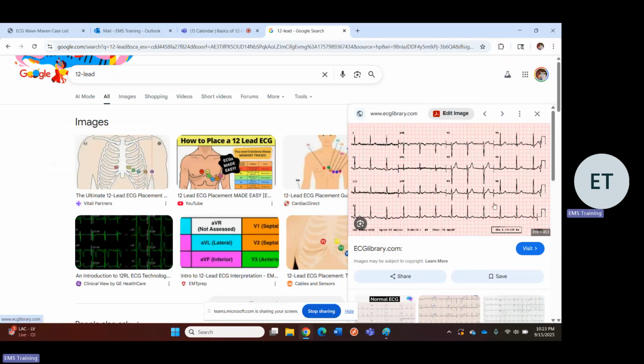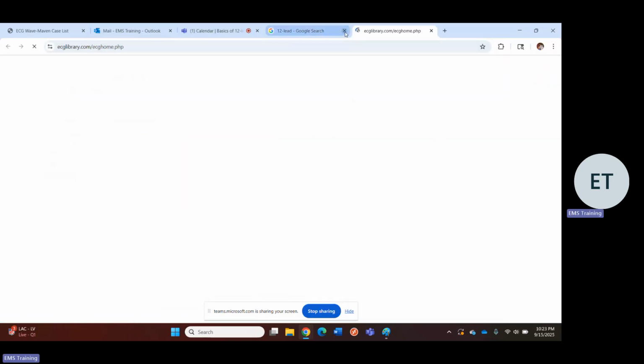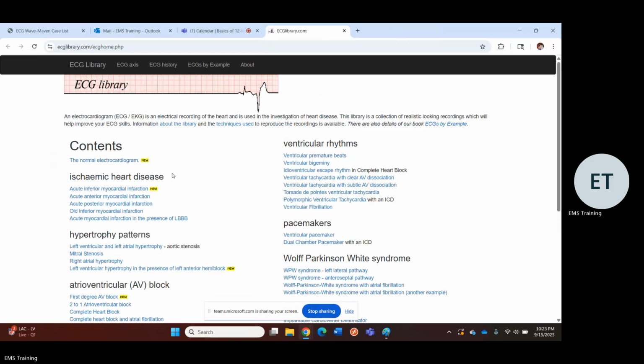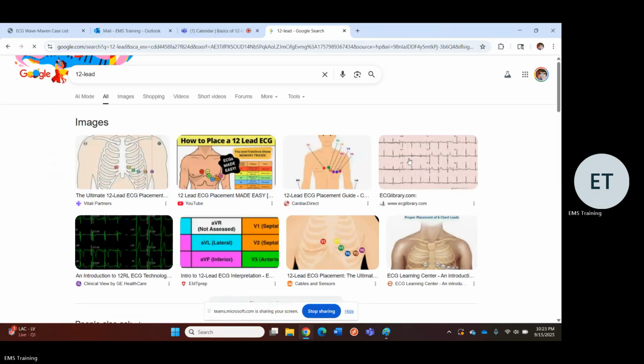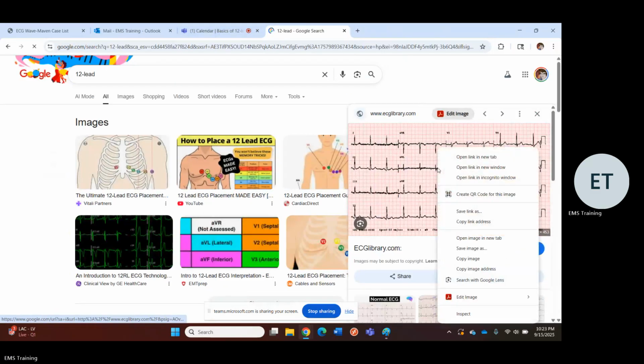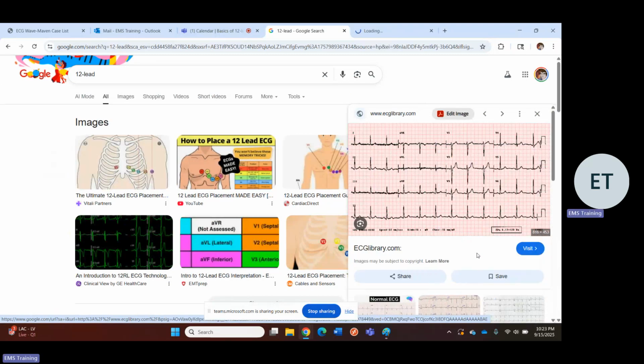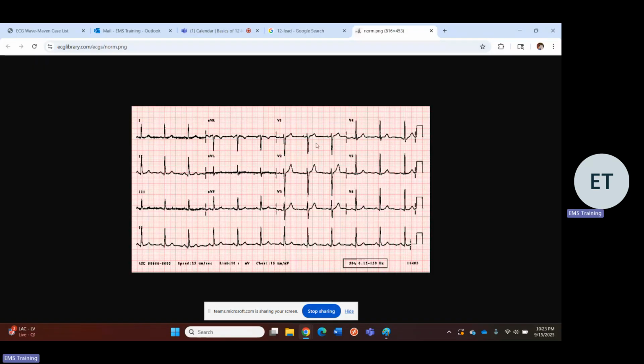Yep, that looks pretty normal. A little bit of artifact. That's okay. Where is it? Sorry. View image. Where are you? There. Okay. This is about what a normal EKG looks like. Of course, there's the speed, 25 millimeters per second.